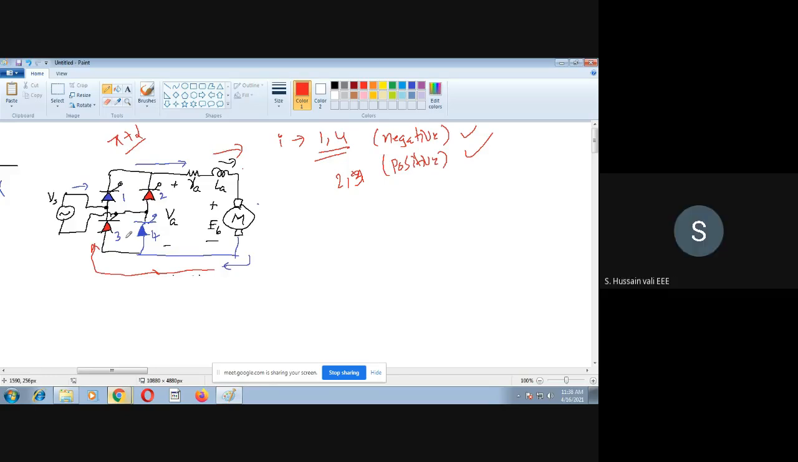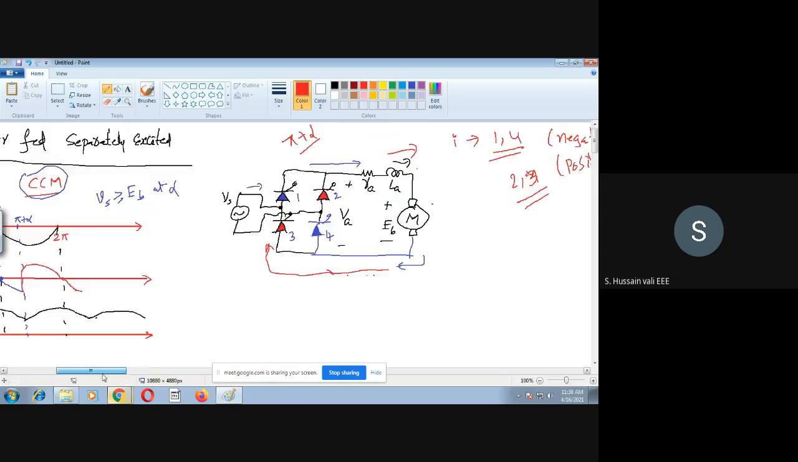Yes, sir. So you understood the reason why it is so: the voltage across 1 and 4 is negative, whereas the voltage across 2 and 3 is positive. Because of this, the current prefers the 2 and 3 path, not 1 and 4. So when it takes this path, automatically the current in 1 and 4 becomes zero. When the current becomes zero, you can say it's turned off. Naturally, it has happened.